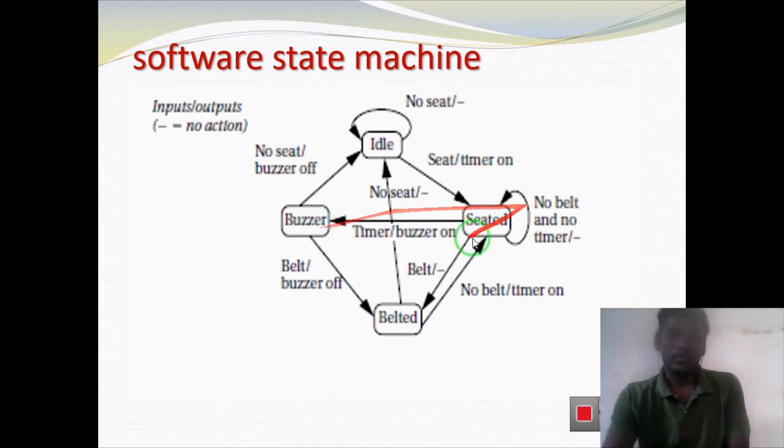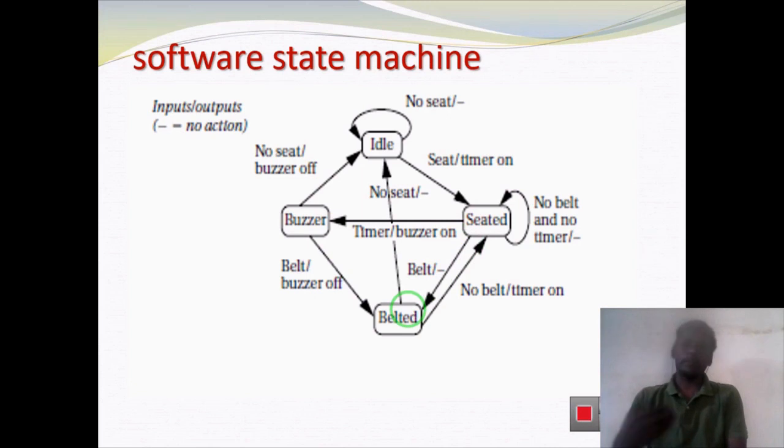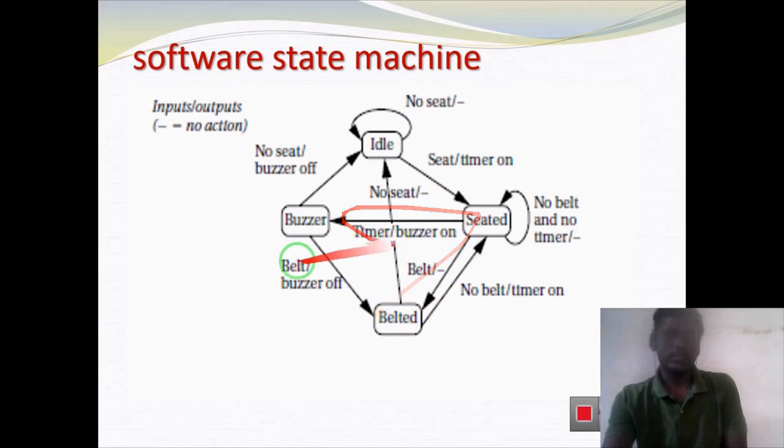Now there will be another option. If the person is seated and within the threshold time, let me take 10 seconds, the person is belted, then no need to send any control signal to the buzzer, because within the threshold time the person is belted. So the buzzer is off.